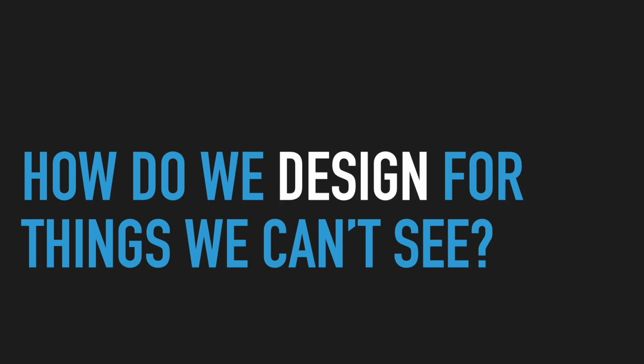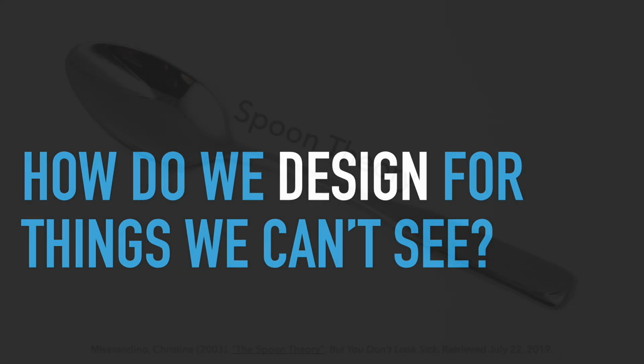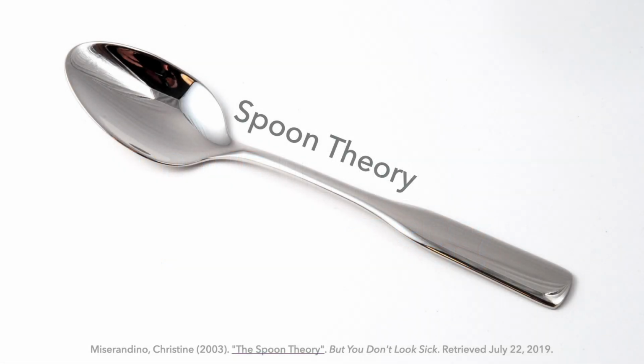Welcome back. In our last video, we ended on the question, how do we design for the things that we can't see? Now, there was a really interesting idea presented by Christine Miserandino back in 2003 or so, called the spoon theory. Christine lives with a chronic health condition, and she was trying to explain to a friend just how difficult day-to-day tasks can be.